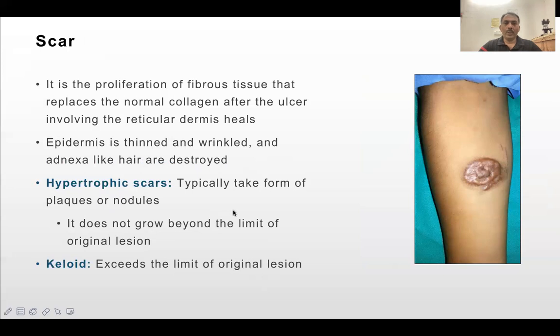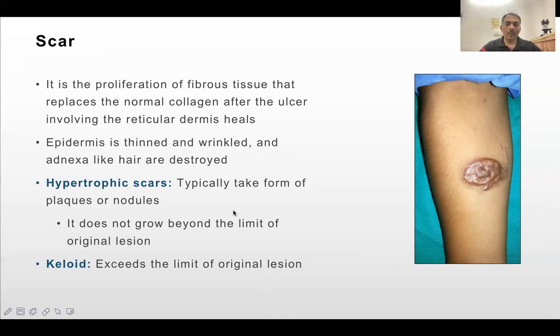A scar is the proliferation of fibrous tissue that replaces the normal collagen after an ulcer involving the reticular dermis heals. The epidermis is thinned and wrinkled, and the adnexa like hair are destroyed. So a scar does not have any hair follicle or sweat glands or even the sebaceous glands. Everything is destroyed because of the fibrous tissue replacing the entire tissue structure within the epidermis and, if at all, deeper.